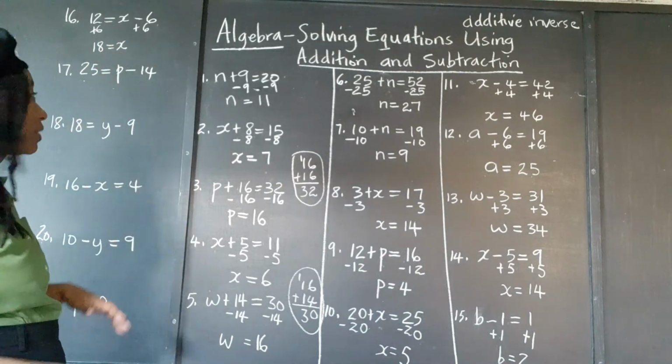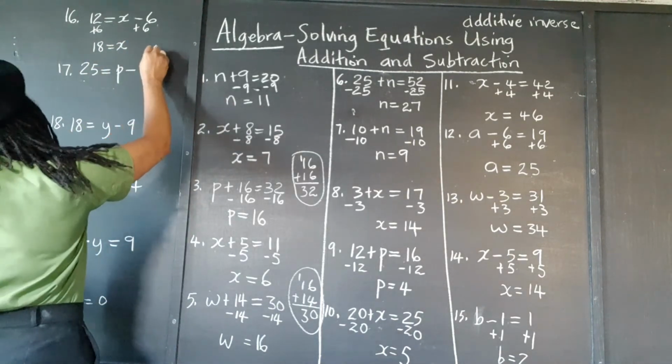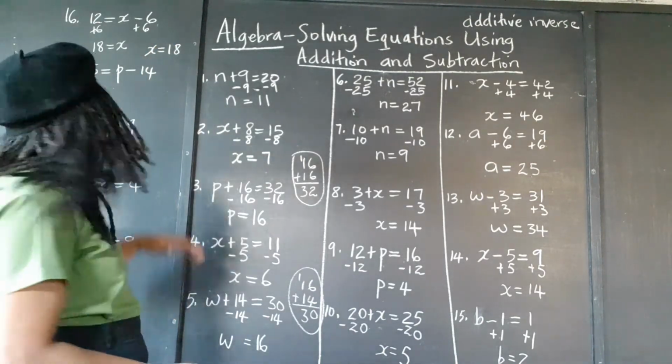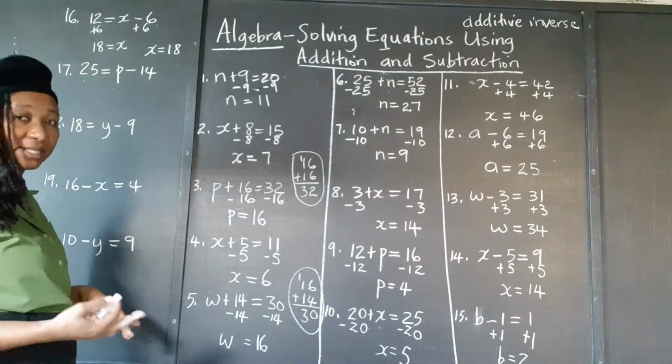If you want, you can rewrite this with the variable on the left, just because it is preferred that way, or you can leave it as that. They're the same thing, right?